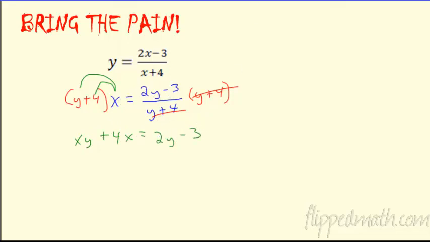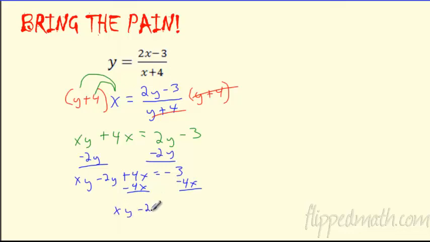Now this is where it gets a little bit weird. Here's a little bit of the pain. I'm trying to get y by itself, but I have y on both sides. So I need to get all my y's grouped together. Anything with a y, I'm going to bring over here to the left side. So I'm going to subtract 2y, and I get xy minus 2y plus 4x equals negative 3. Anything that does not have a y needs to go. I only want y's on the left, so I'm going to subtract 4x from both sides. So I've got xy minus 2y equals negative 3 minus 4x.